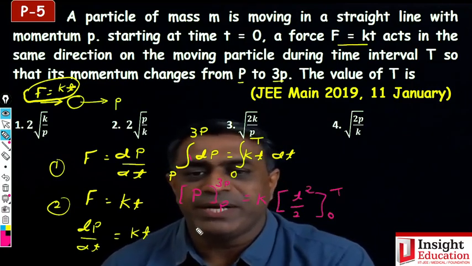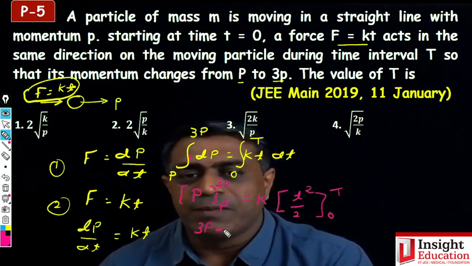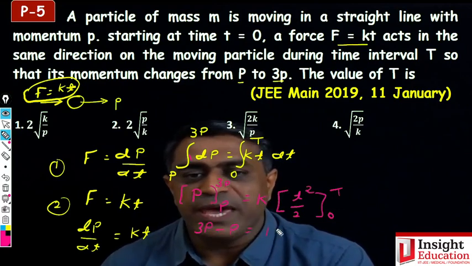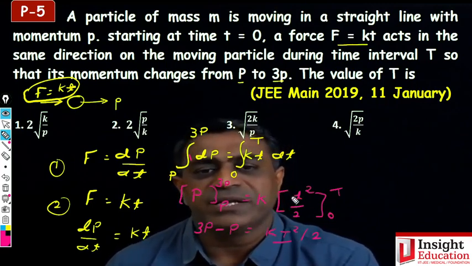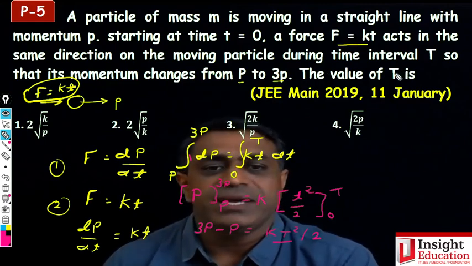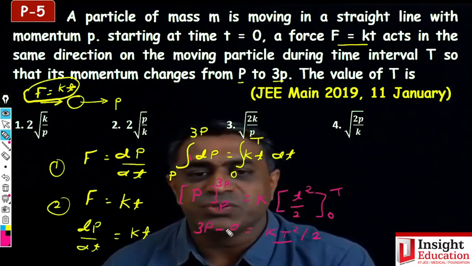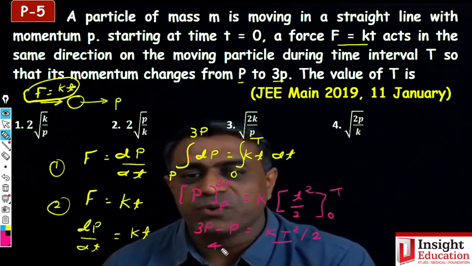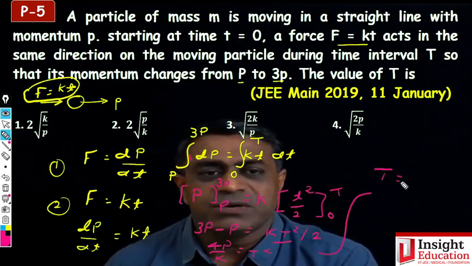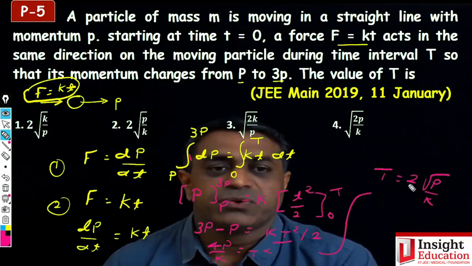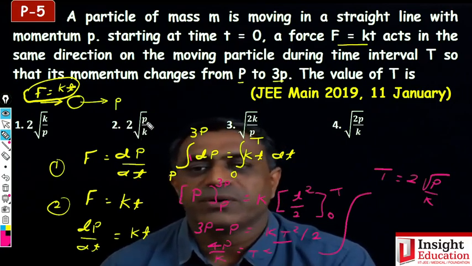Now operate the limits. So 3P minus P is equal to K T square divided by 2. When I place 0, again it is 0. Now our aim is to find T. So T square is equal to 4P by K, which implies T is equal to 2 under root P upon K. So T is equal to 2 under root P upon K.